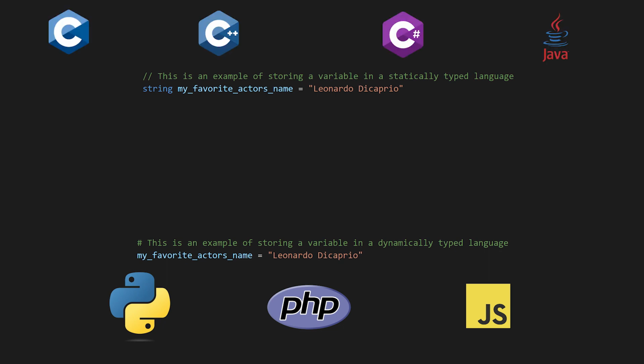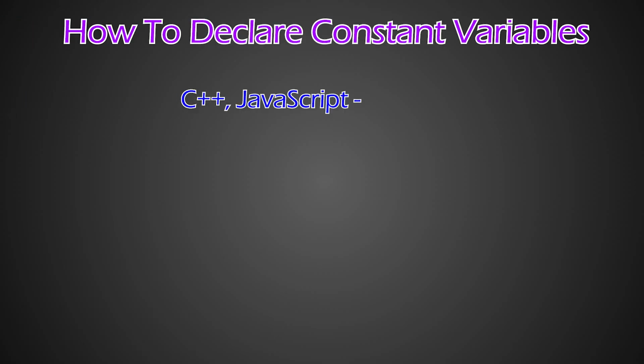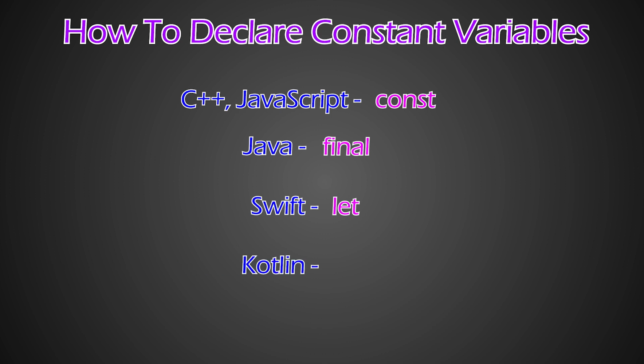Another big difference in variables depending on the language is the idea of constant variables. A constant variable allows you to say that this variable will be declared once and never changed again by using a keyword. Different languages use a different keyword to declare constant variables. C++ and JavaScript use the const keyword, while Java uses the final keyword. Swift uses the word let, and Kotlin uses the word val. And Python doesn't even let you set constant variables.